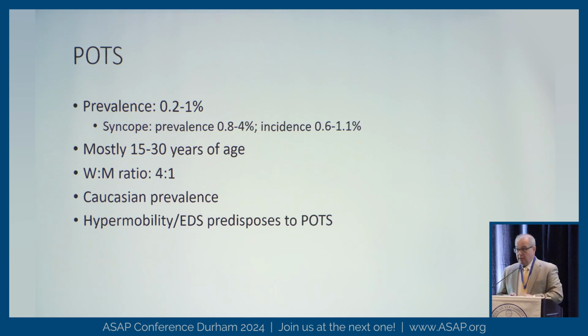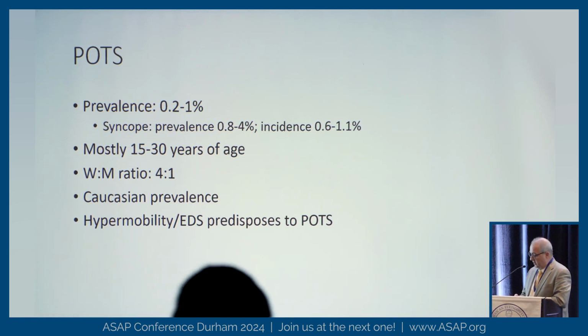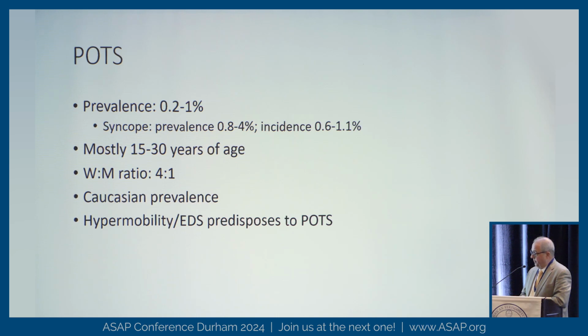POTS is quite common, up to 1% of the population. Syncope is very common, up to 4% of the population. And mostly, POTS is a young people's disorder, 15, maybe I would say up to 40 years of age. Women are much more affected than men. The ratio is about 4 to 1. That's constant in every autonomic center. There is a prevalence among Caucasians.